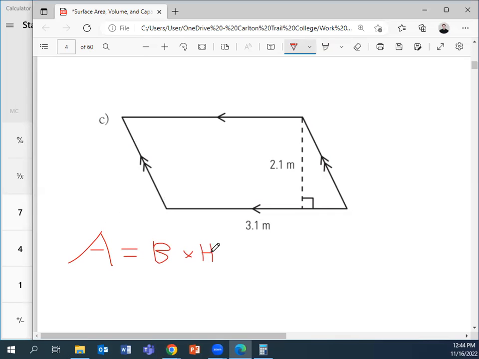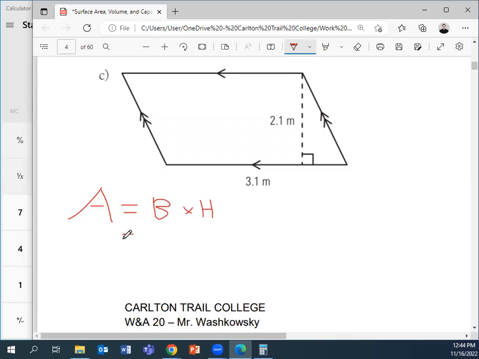Right? So what is going to be my base in this case? I think that's 3.1 meters. You betcha, it's 3.1 meters. And what's my height? And 2.1. So not, oops, that's a bad 2.